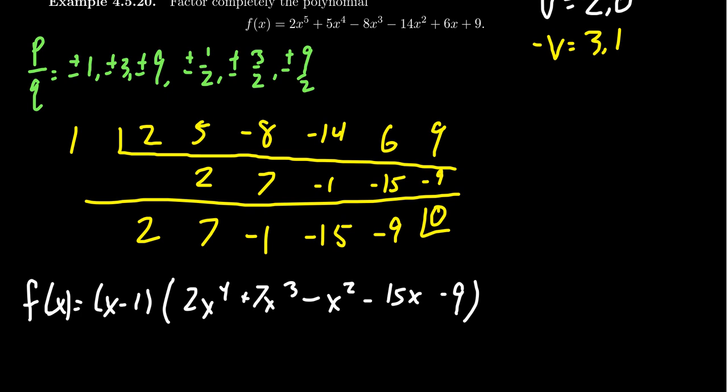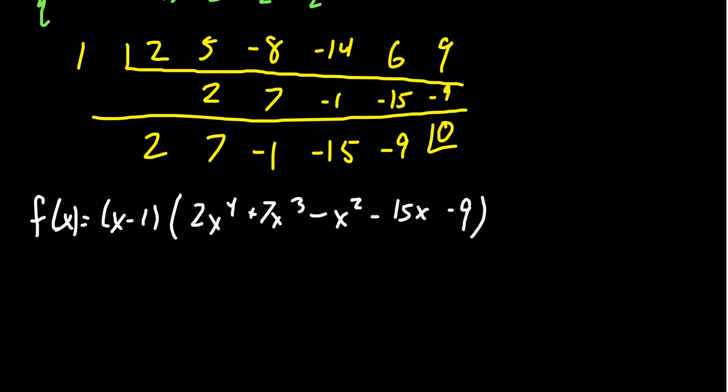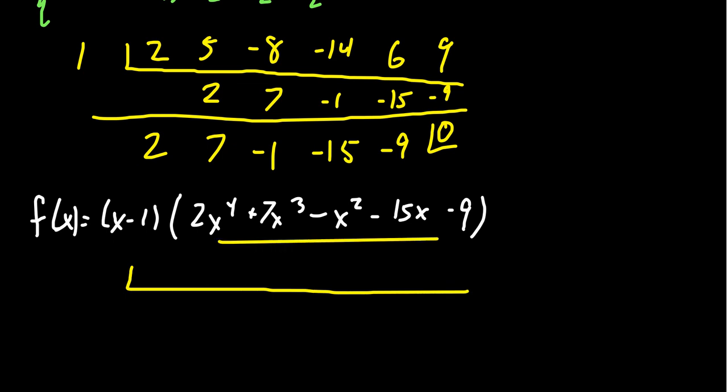Okay, it could actually be 1, right? The fact that 1 worked once doesn't mean it can't work again. It could be a repeated root. So it is worth our time to check what happens if we try 1. But now we have to use the quotient. Don't use the original one anymore. Once you find a remainder, always switch to the quotient: 2, 7, negative 1, negative 15, and negative 9. So let's try 1 again there.